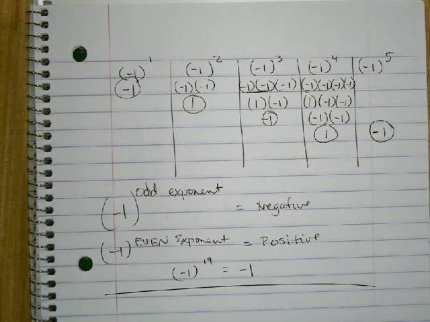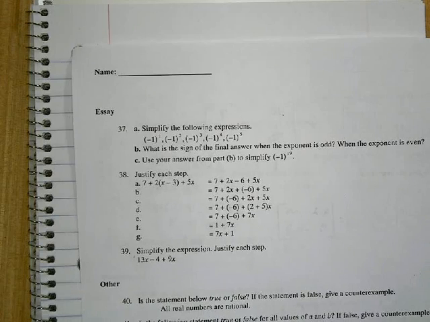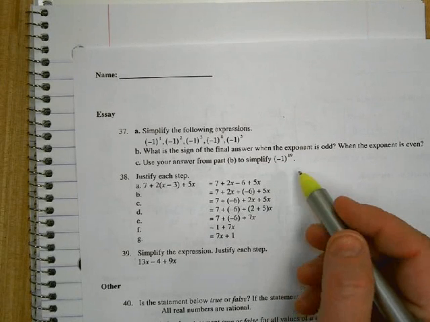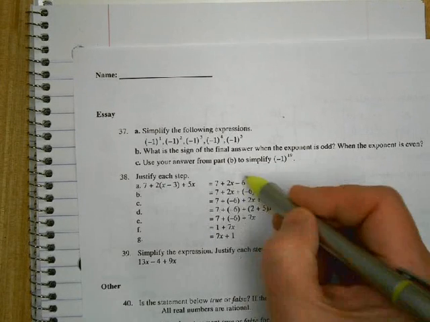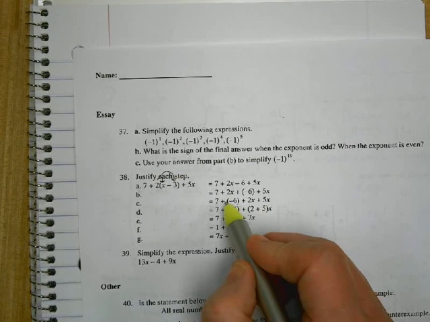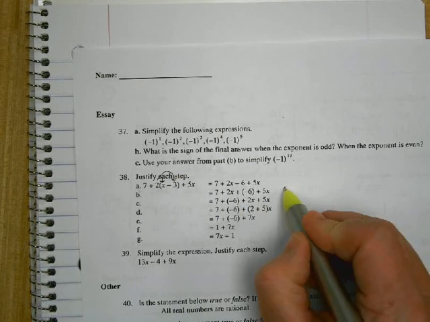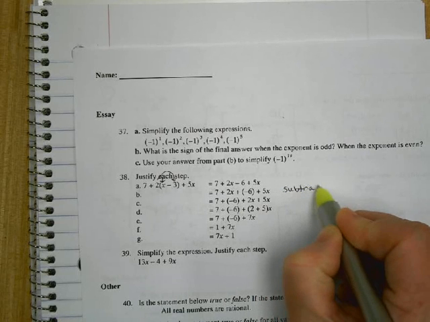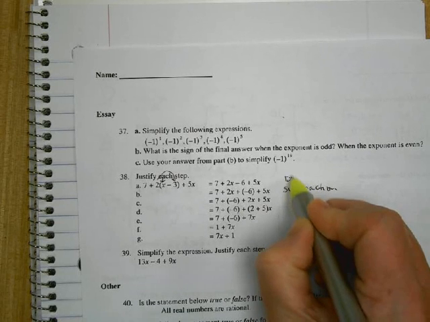38 asks you to justify each step. The first thing we did in 38 was the distributive property. We've talked briefly about that, but that's what that is. The next step, we subtracted. So the first one was distribute.